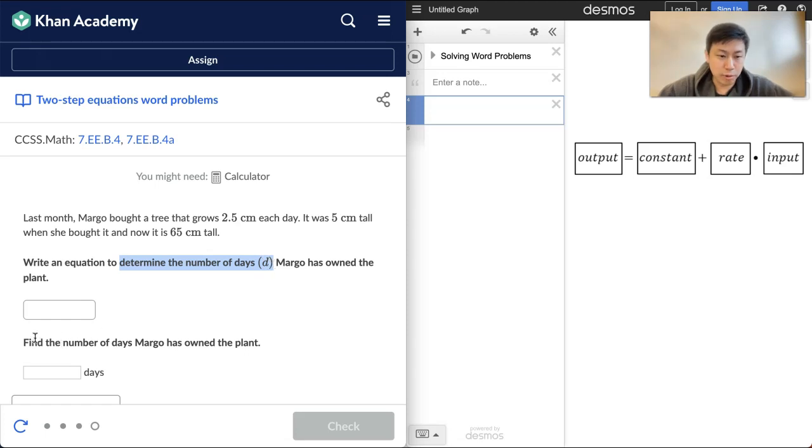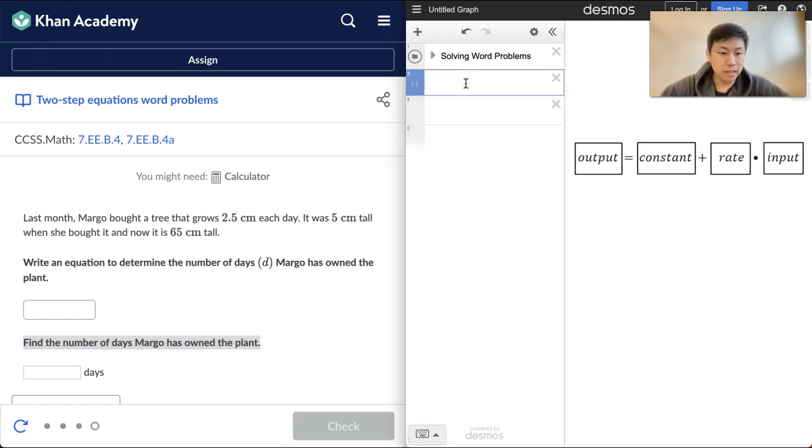And then even at the end, after you write the equation, it says find the number of days Margot has owned the plant. So if you're looking at your four-step guide, your first step is to mark the text, and then second is to define your variable. So I'm going to go straight to defining the variable, then we're going to write an equation and then solve it. Okay? So I'm basing this off what I highlighted. Find the number of days Margot has owned the plant. So I'm going to say D equals number of days. That's what I'm solving for, right? I'm solving for the number of days Margot has owned the plant.